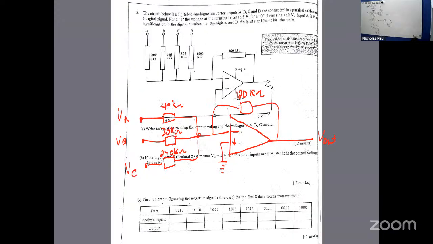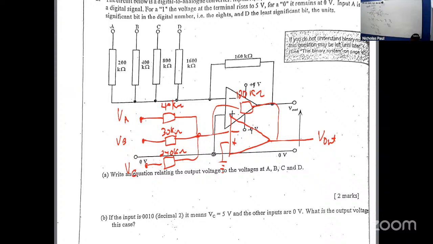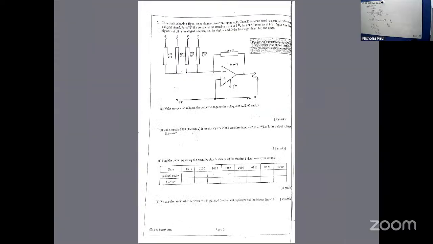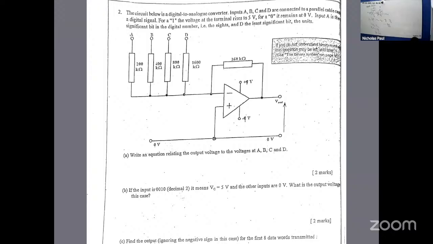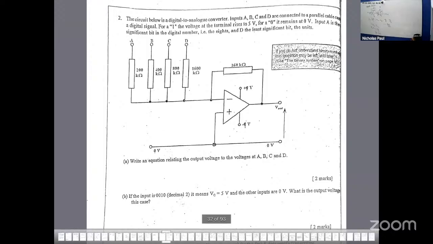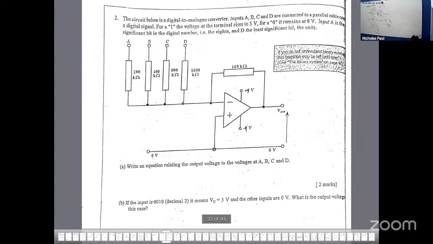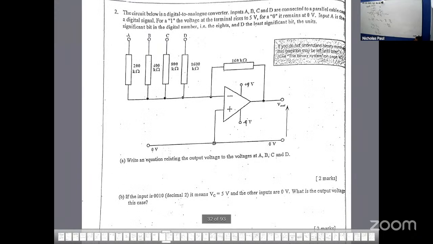Ooh, this is a really nice one. Try this one. Page 32. Try this now, please. This came in a past paper, but instead of 4, I think it had 2 or 3 of them.